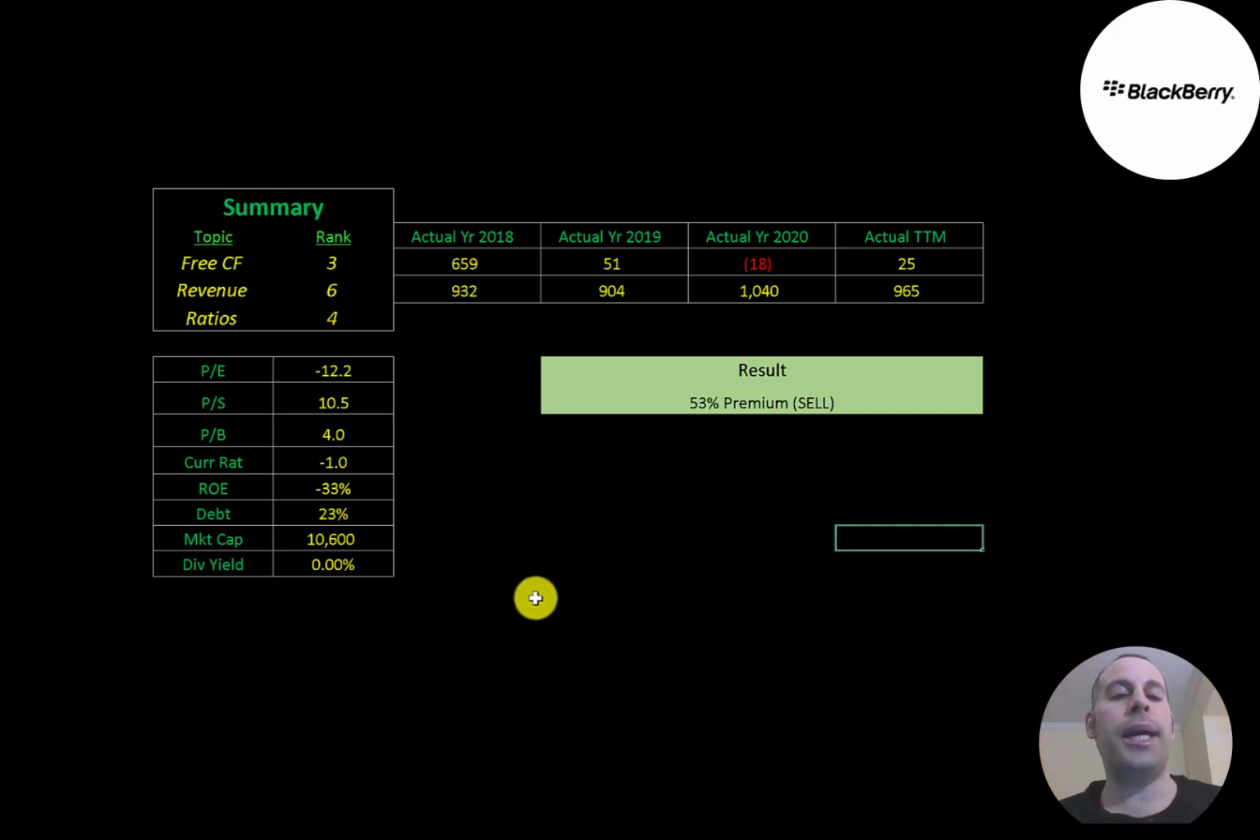I rank their free cash flows 3 out of 10. They've been pretty weak lately. They had negative in 2020 and only $25 million in the trailing 12 months. I rank their revenue 6 out of 10. It is $1 billion in 2020. It is lower in the trailing 12 months, but it's not too low, and lots of companies are struggling. And their ratios are pretty weak. I give them 4 out of 10.